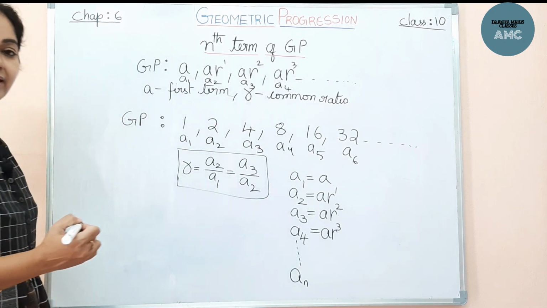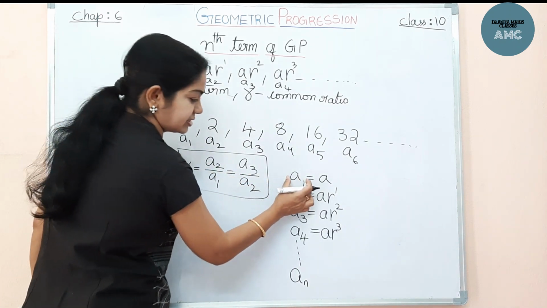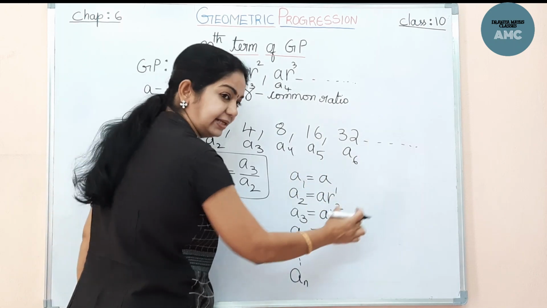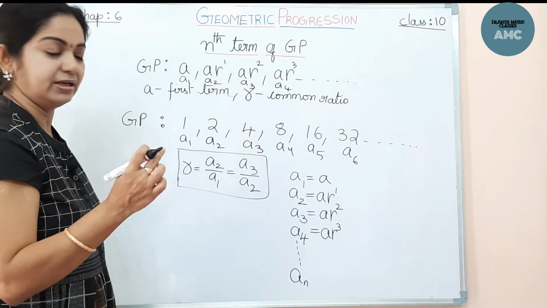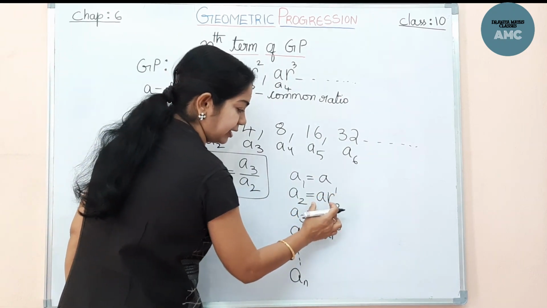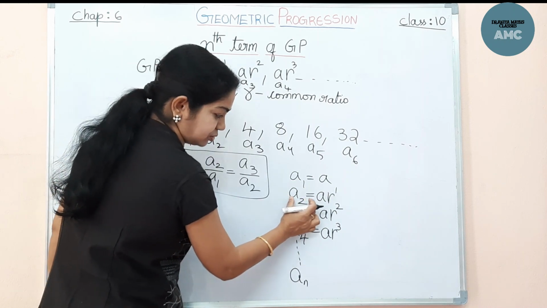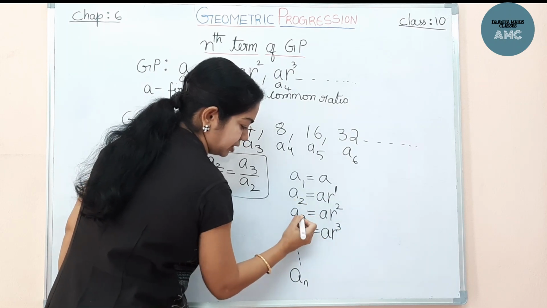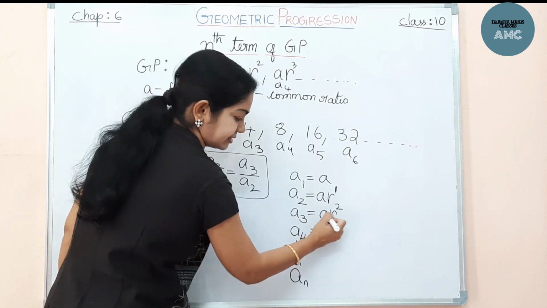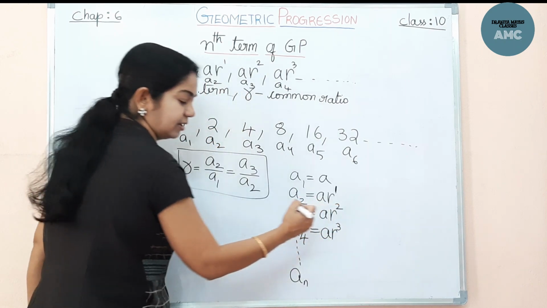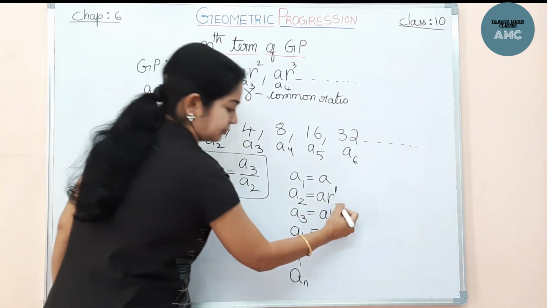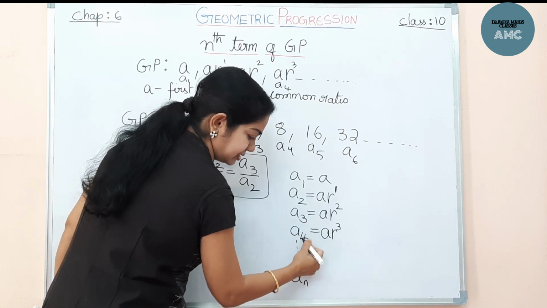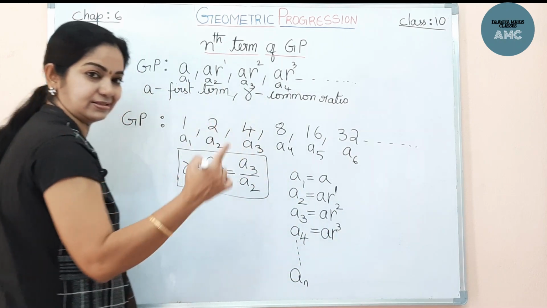That is, an is nothing but the nth term. Now if you see here, the first term is always a. For the first term, if you multiply a constant term, that is r, you get the second term. Now a2 is ar to the power 1. Here it is 1, here it is 2. Now a3, the third term, we see ar square. Square means the ratio is having power 2. So third term power 2, fourth term power 3. That means you can clearly see that there is one less power.